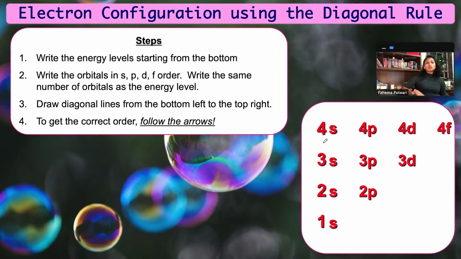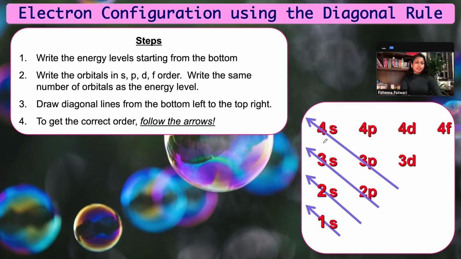Next, you draw diagonal lines from the bottom left to the top right. As you draw those lines, it's going to tell you the order of sublevels. And you just follow that order when you do electron configuration. So the first is 1s, then 2s, 2p, 3s, 3p, 4s, and then here's that weird switcheroo. After 4s is 3d, and then 4p.